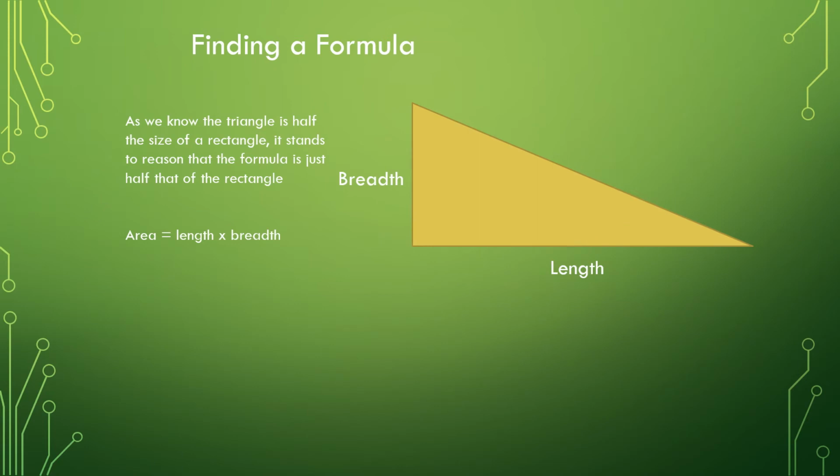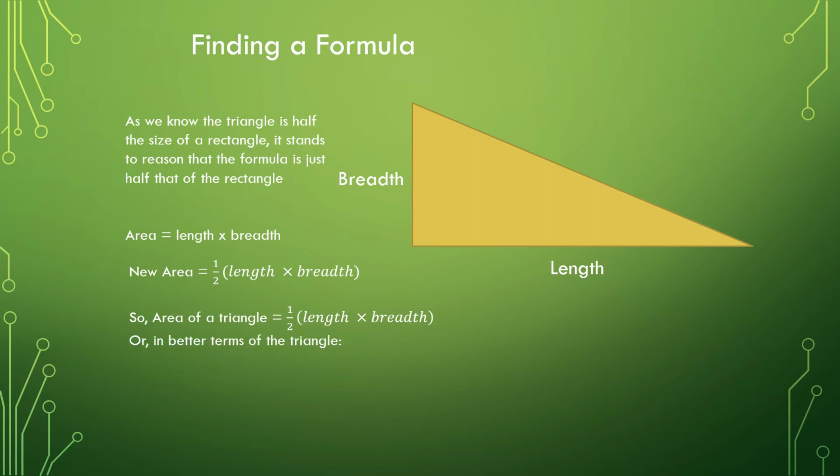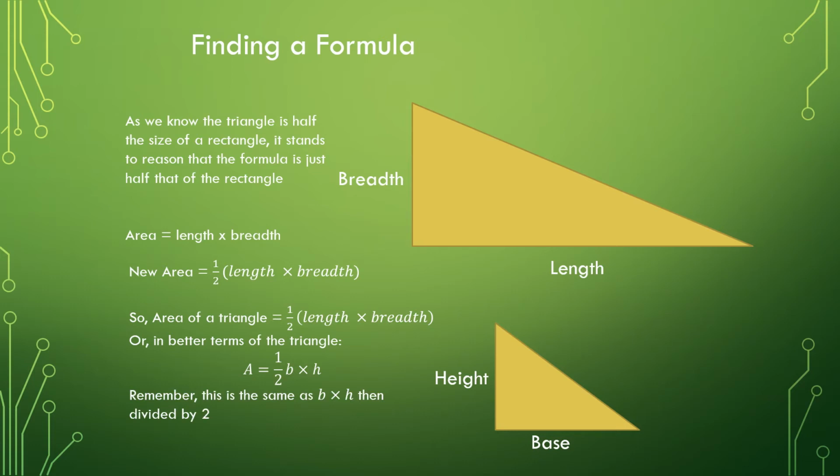So the area of the shape that we are left with now is half of what we had before. So this new area, this triangle shape that we're left with, is half of whatever we got when we did length multiplied by breadth. So area of the triangle is half length times breadth. And we want to think about it in terms of a better term for the triangle. We quite often refer to the triangle as having a height and a base. And so my area of the triangle is half the base times the height. Okay, so let's look at some examples.